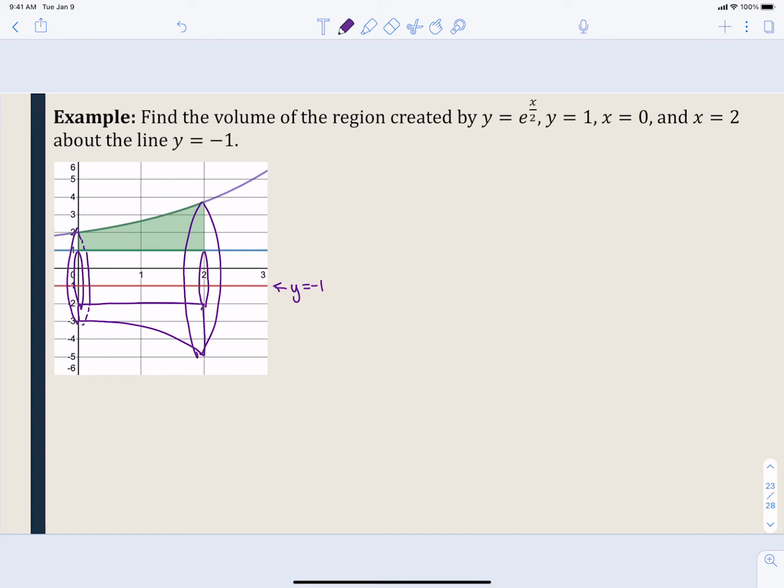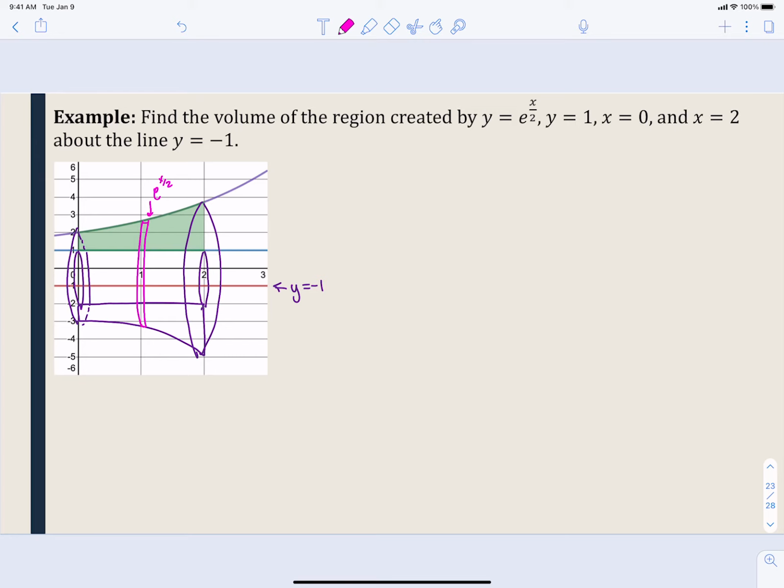There we go. And so the question is, first off, are we going to slice this up, or are we going to use discs? This is one that I'm going to slice up. And part of the reason is that the function that I'm given is in terms of x. Remember, that's not necessarily a problem. We can change that around if needed.